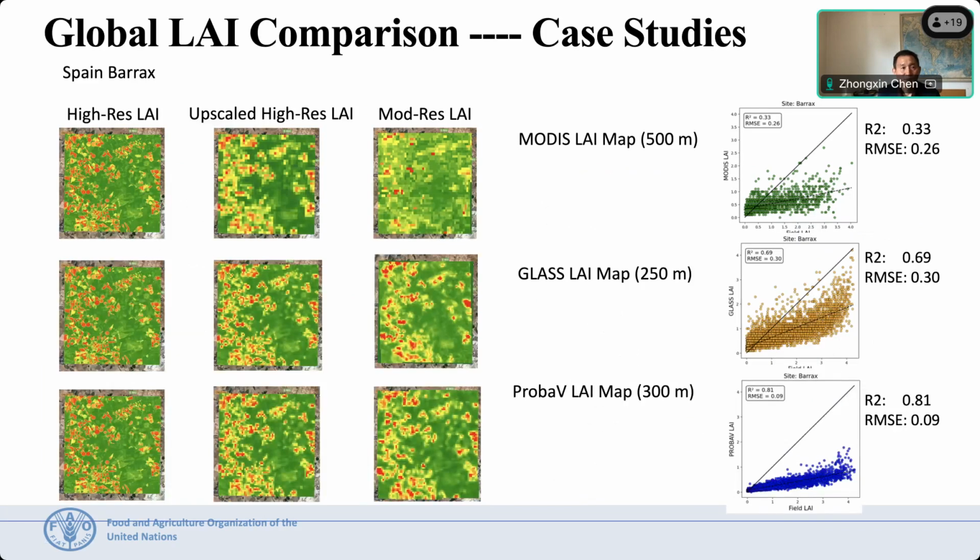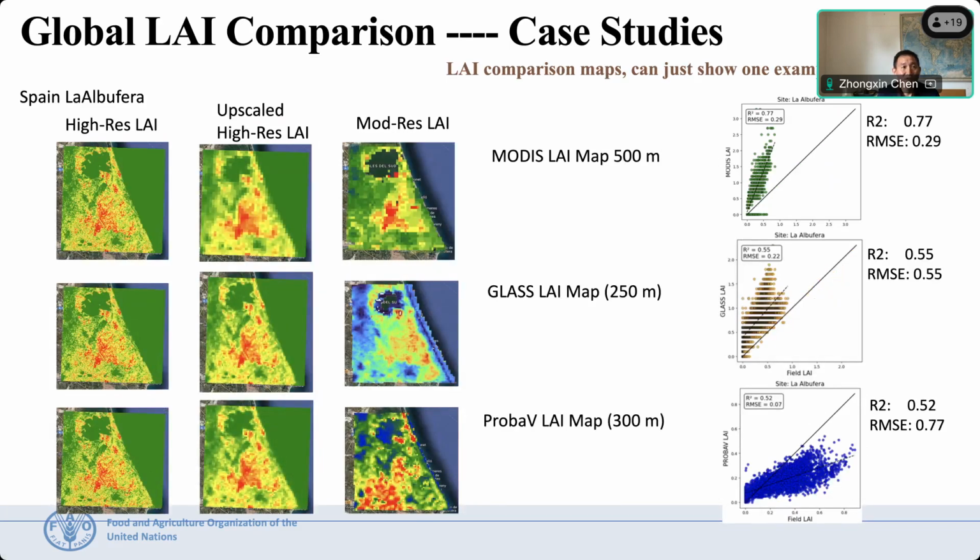And this is the result. This site is in Spain. So we compare three datasets. One is MODIS LAI, and the second one is GLASS LAI. It's generated by Hong Kong University and the University of Maryland. And the third is a European data product. So we can find in this site that all of them are not so good, but relatively the GLASS one is better. And this is another site.